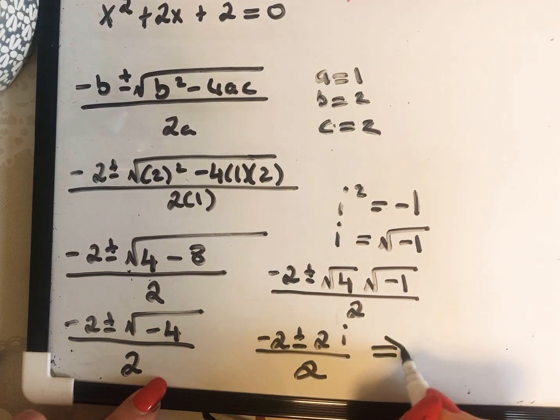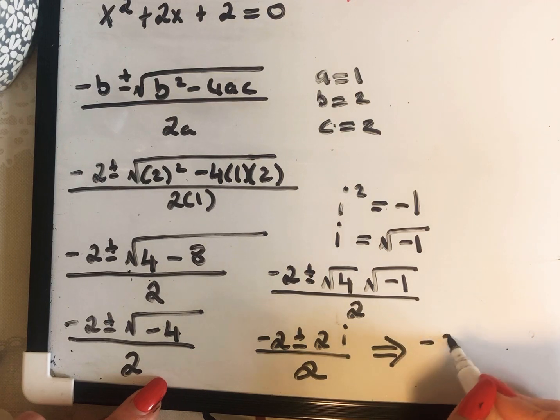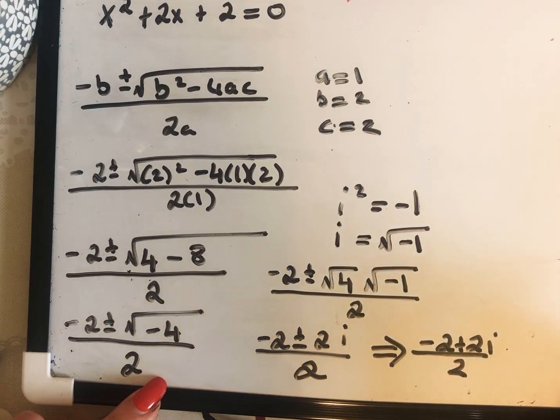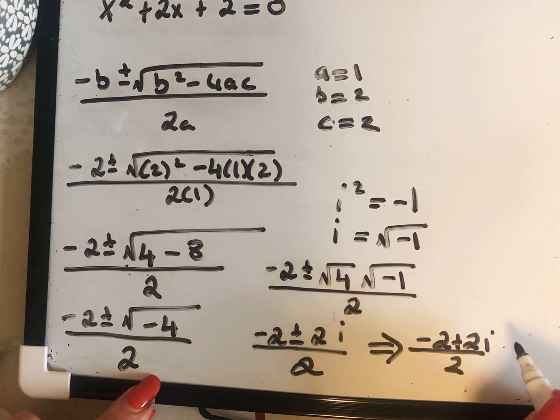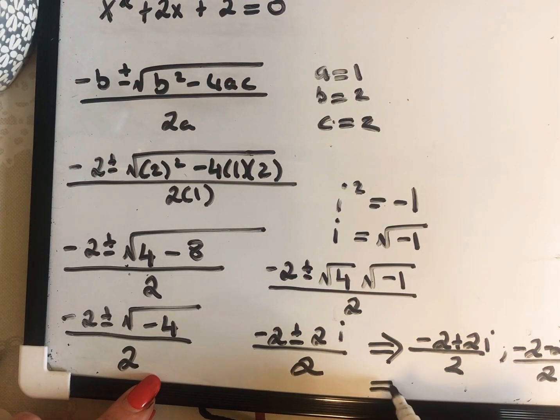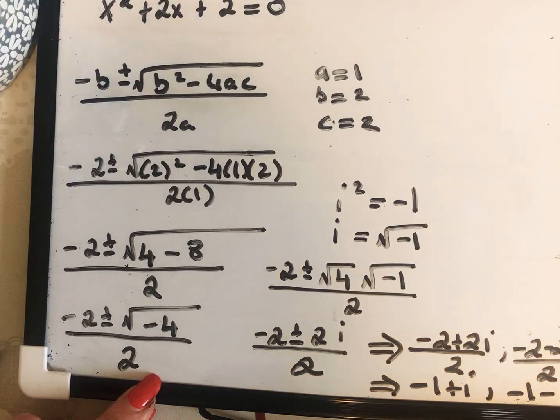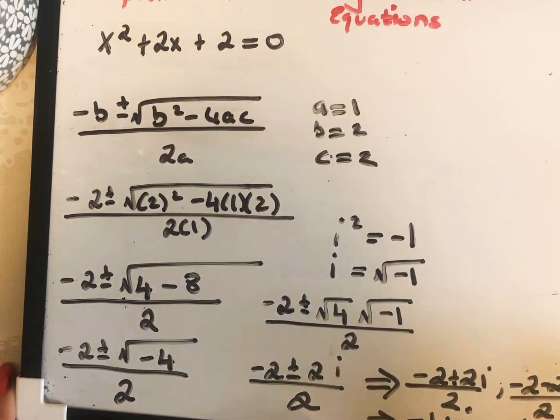So that implies then that we have minus 2 plus 2i over 2, and we have minus 2 minus 2i over 2. And when we divide by 2, we get minus 1 plus i and minus 1 minus i. So those two are our roots, or our complex roots, of this quadratic up here.